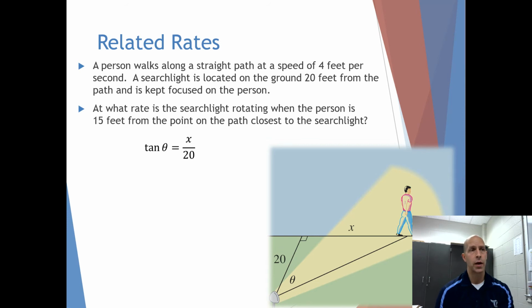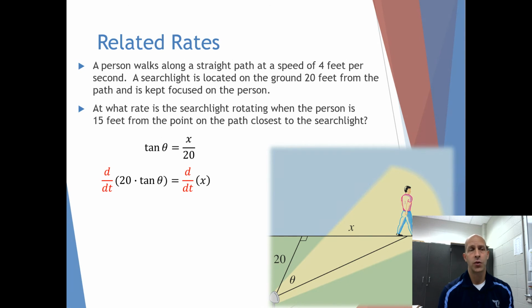I'm telling you what it is right here, but this isn't given in the problem. They need to figure out that they should use the tangent function, the tangent ratio, because we're given the 20, and we're also given that x is 15 in this problem, but I'm leaving it as x for right now. So that's opposite over adjacent. They write this equation, and I'm going to multiply both sides by 20.